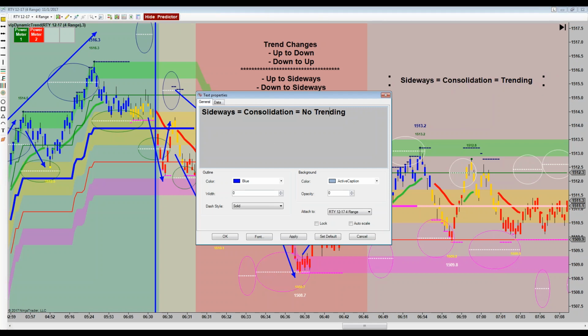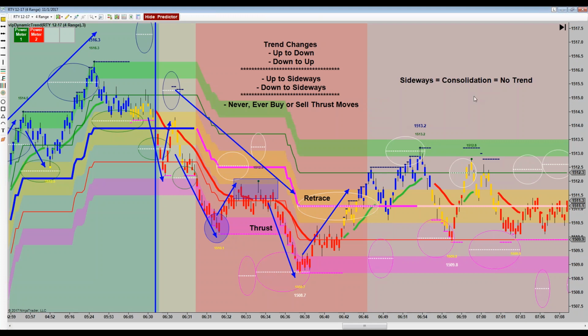There's no trend. It's set sideways. There's no up, down movement. No, that is the essence of no trend. It's the definition of it.